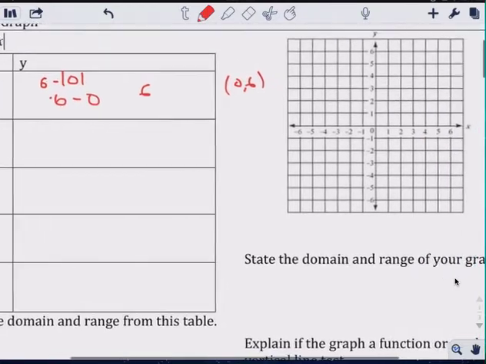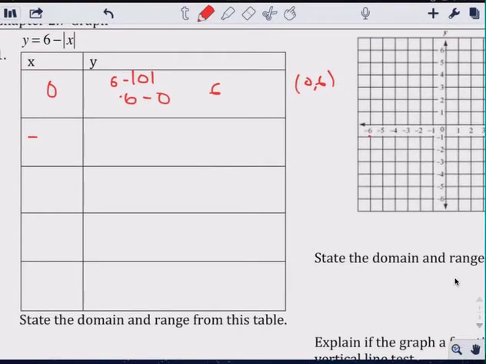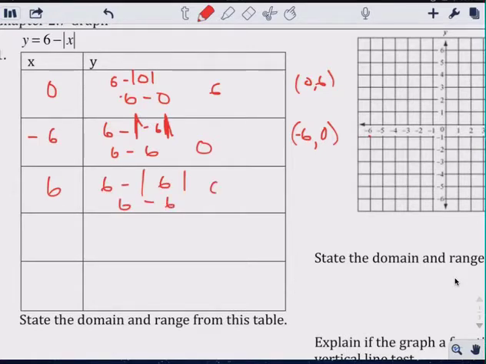Okay, so I'm going to choose negative. Let's say negative 6. If I choose negative 6, 6 minus absolute value of negative 6 becomes 6 minus 6. Now don't confuse this with parentheses and make it additive inverse. This is not parentheses, this is absolute value. That gives you a 0, so your answer is negative 6, 0. And choose a positive 6. 6 minus absolute value of positive 6, 6 minus 6 equals 0, so 6, 0.